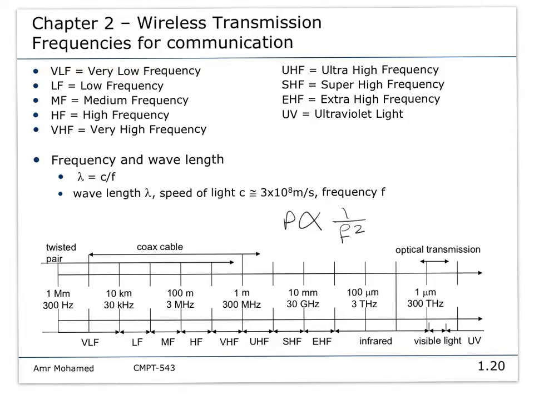Which means that the signal, if it has higher frequency, it loses power much faster. So, if you have a wireless signal in the frequency range 2.4 gigahertz, which is the Wi-Fi. Wi-Fi uses actually 2.4 gigahertz. So for a particular channel of Wi-Fi, you can measure the range and you can find it around maybe like 50 meters or something.